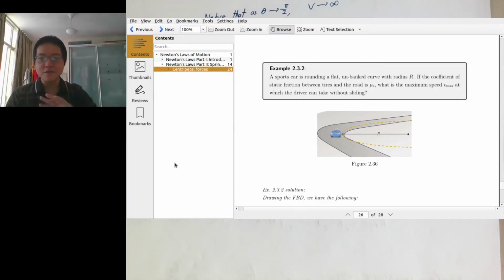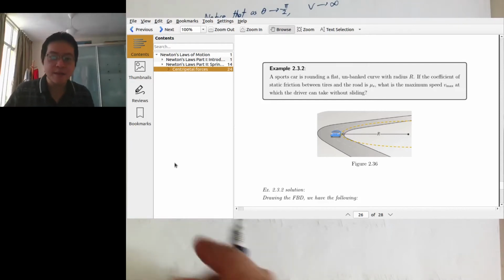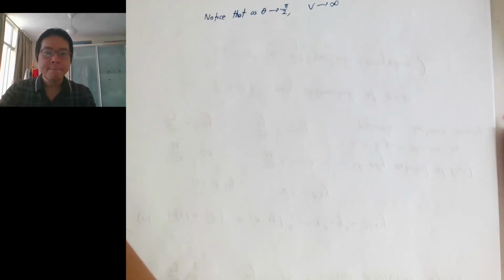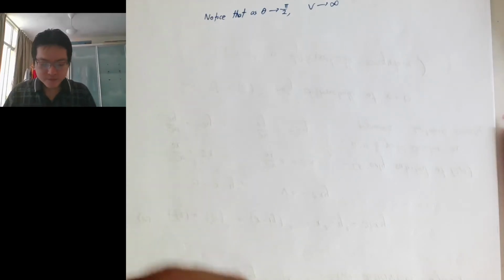Okay, so if you drive too fast and then you turn, your car will skid. And it is more dangerous if you turn too fast in the rain, on a wet road, right? If you turn too fast, your car will skid. And now we can explain the physics. Why does this happen? Okay, so let's go to our calculation.